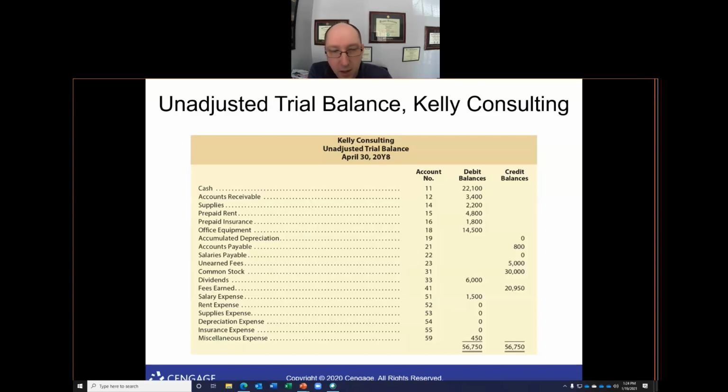Dividends normally carry a debit balance. Your revenue normally carries a credit balance. And your expenses normally carry a debit balance. Once you know if it normally carries a debit or a credit balance, it becomes a little bit easier to understand.